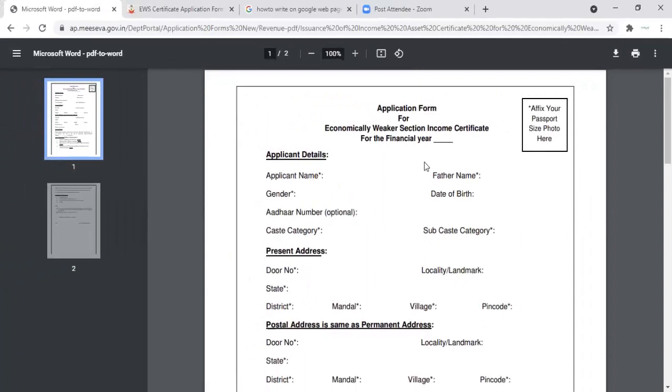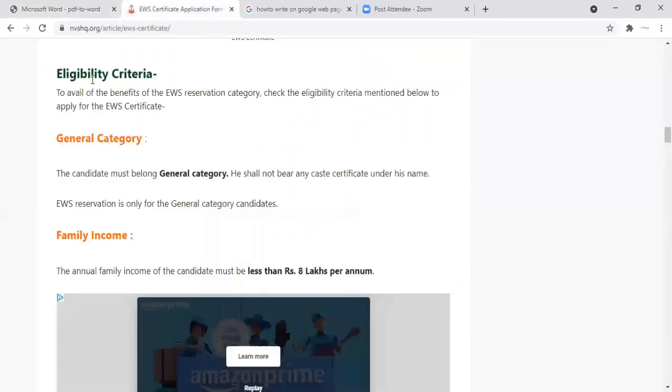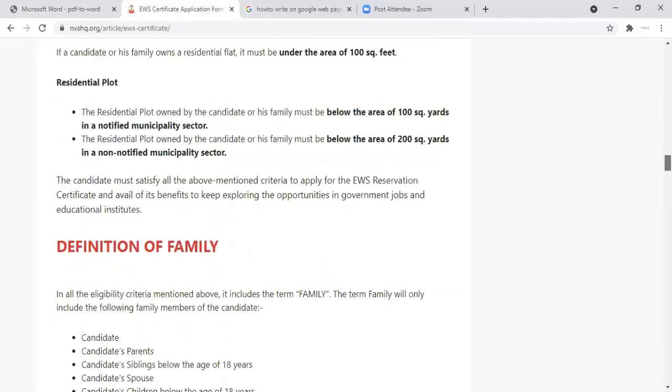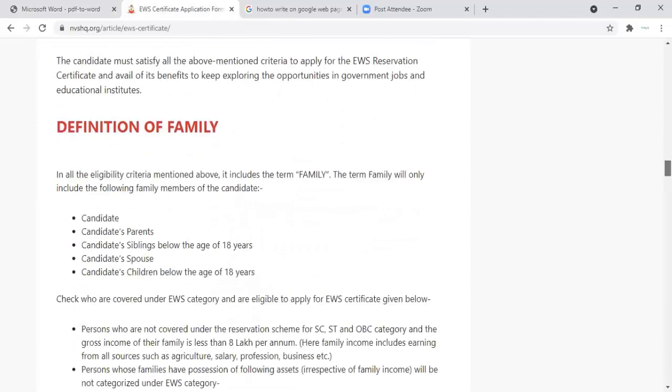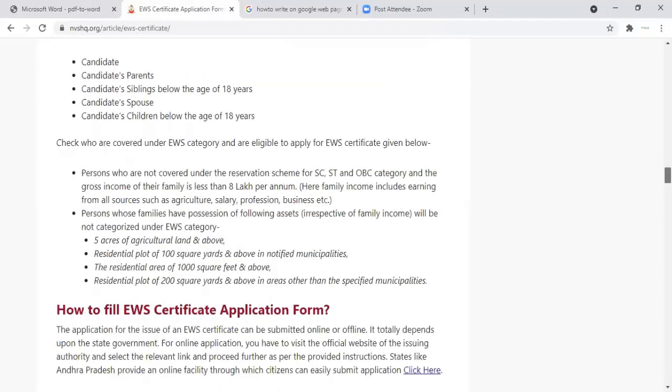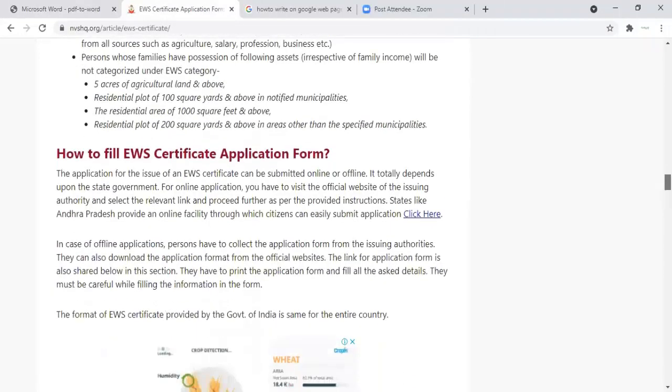And once you are done with this, the next important thing is that here we have some important details. So this is the eligibility criteria. General category people are eligible. And then the family income has already been discussed. Agricultural land less than 5 acres, the property thing has been mentioned. And now you come to the definition of family: the candidate, your parents, your spouse, siblings or children below 18 years. These are all under one family, right? So all these things, and then how to fill the form.